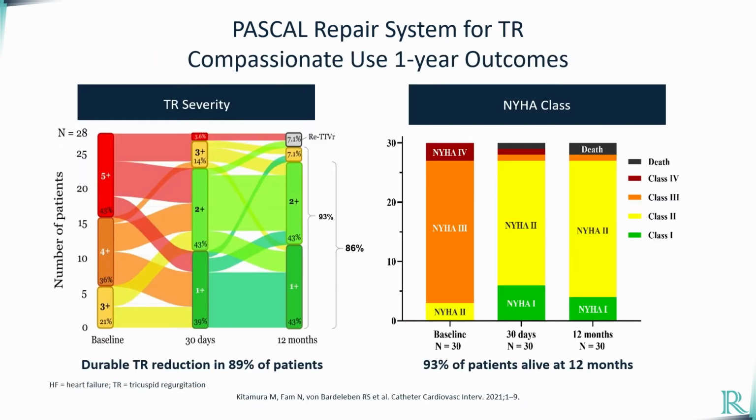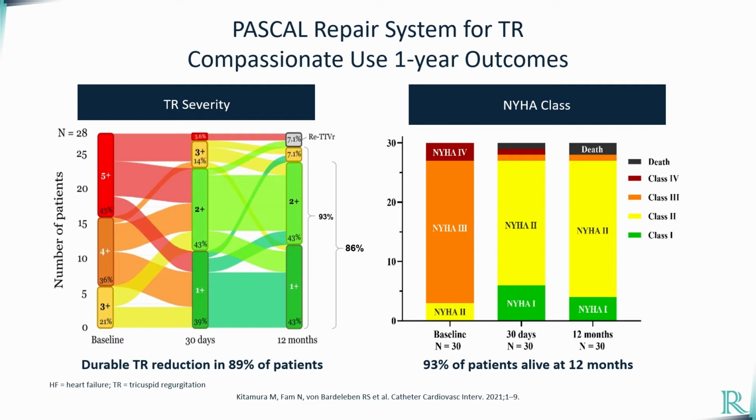Now let's look at the body of evidence for the Pascal system when applied to treat tricuspid regurgitation, and we do that in chronological order. First, there was a compassionate use series in Europe, the US, and in Canada. Here you can see the 1-year results. Numbers are a bit small. These are 28 patients, but they all had a 12-month follow-up.